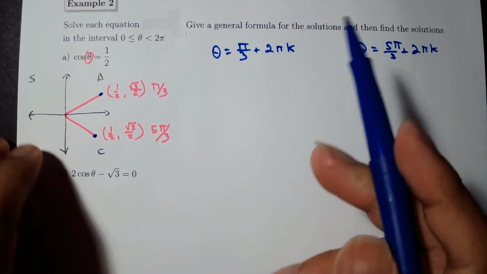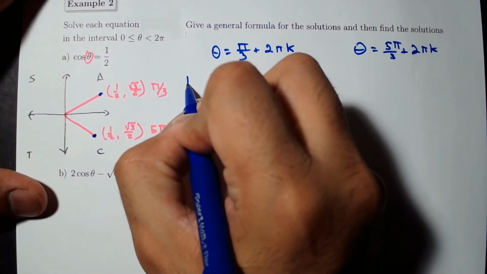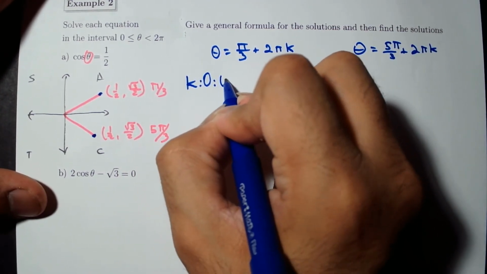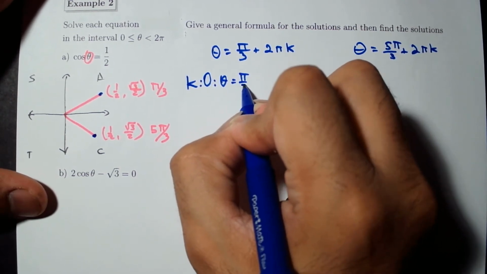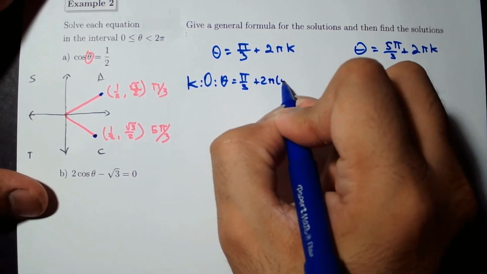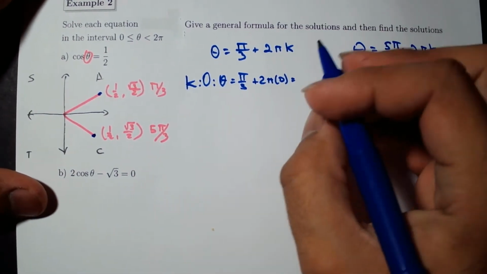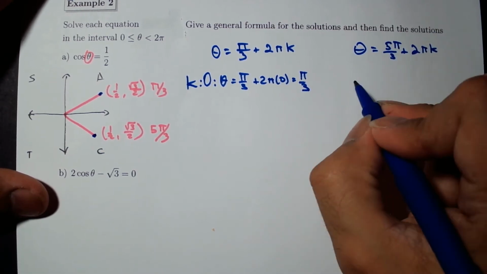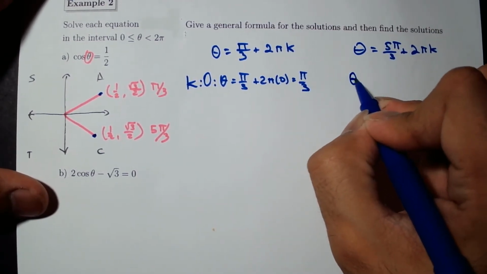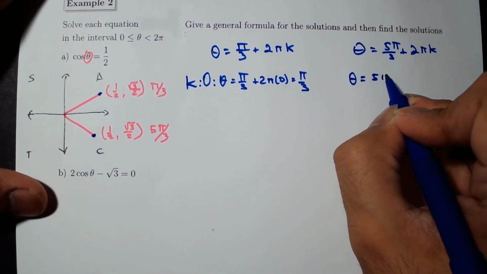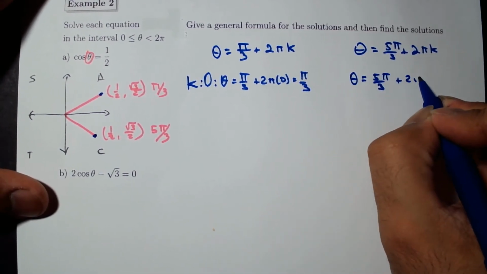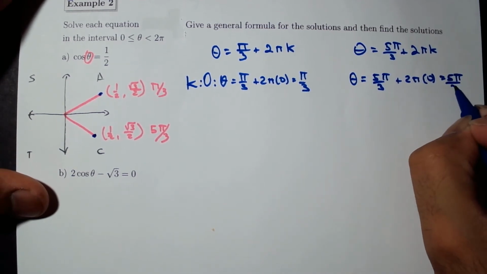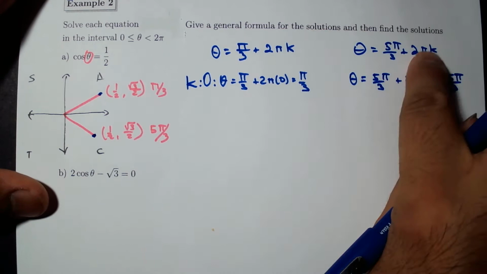From here, we're going to input values of k. For k starting at 0, theta equals pi over 3 plus 2 pi times 0, which is simply pi over 3. So that's one solution. For the second angle, k equals 0: theta equals 5 pi over 3 plus 2 pi times 0, which is simply 5 pi over 3. That's another solution.